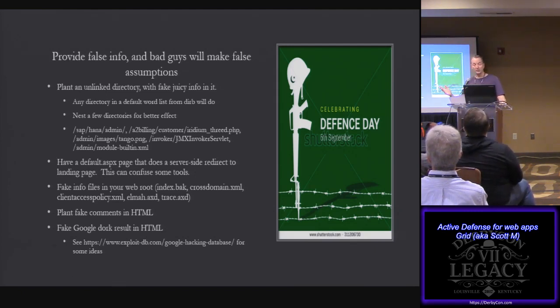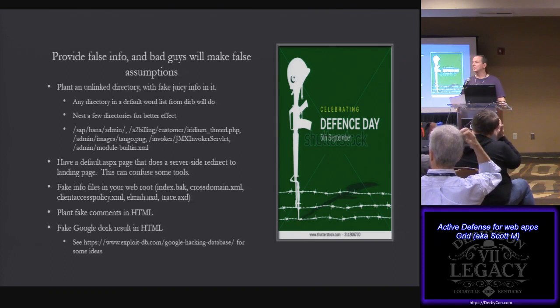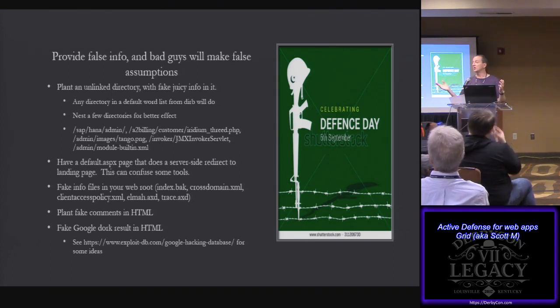So, an unlinked directory with some fake juicy info in it, anything in DirB's default word list will do. You can nest a few directories for better effect. So when DirB makes a hit on one, it's going to drill down and keep going. That will at least buy you some time, if you see something weird in your logs, saying, okay, somebody's scanning me now. I know something's up here.